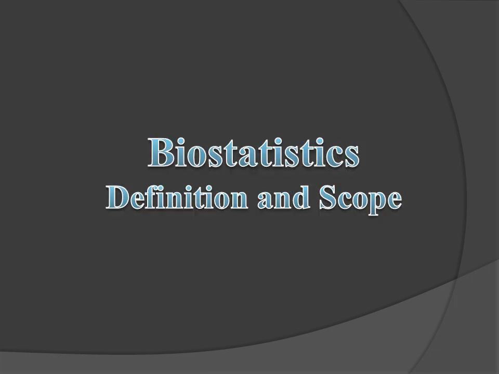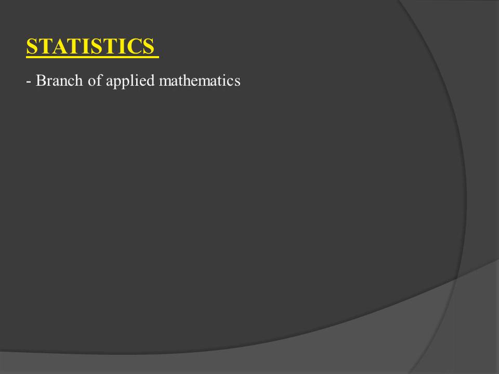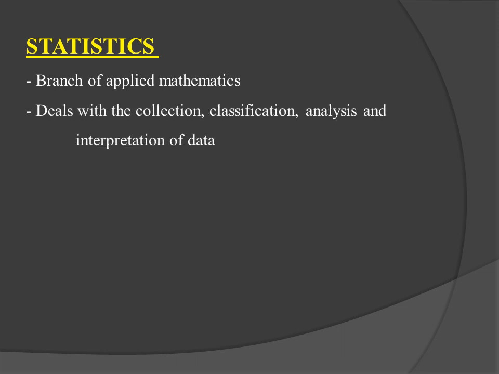Hi, now I'm going to discuss biostatistics, its definition and scope. First, we have to know what statistics is. The name statistics is derived from a Latin word status, which means a political state or a government. Statistics is the branch of applied mathematics. It deals with the collection, classification, analysis, and interpretation of data. Here the data indicates the actual piece of information that we have collected for the purpose of analysis.